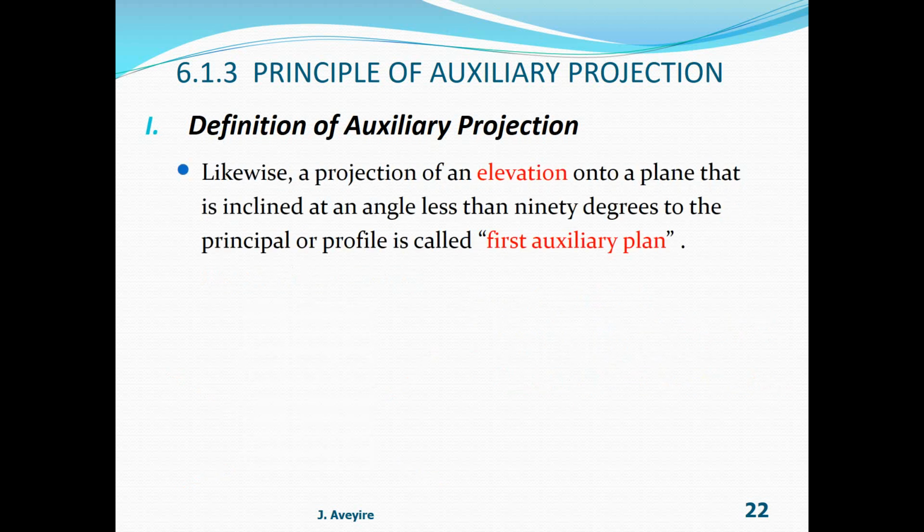Likewise, a projection of an elevation or front view onto a plane that is inclined at an angle less than 90 degrees to the principal or profile plane is called first auxiliary plan.